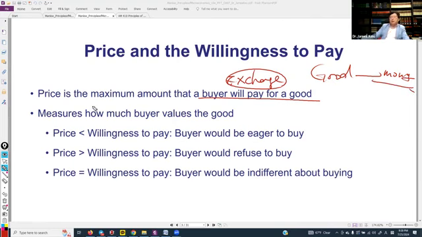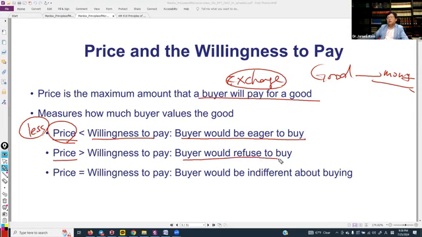It measures how much the buyer values the good. If the price is less than willingness to pay, the buyer would be eager to buy. Why? Because the price is low. If the price is high, above willingness to pay, the buyer refuses to buy. If price and willingness to pay are the same, the buyer is indifferent about buying. That's the market.